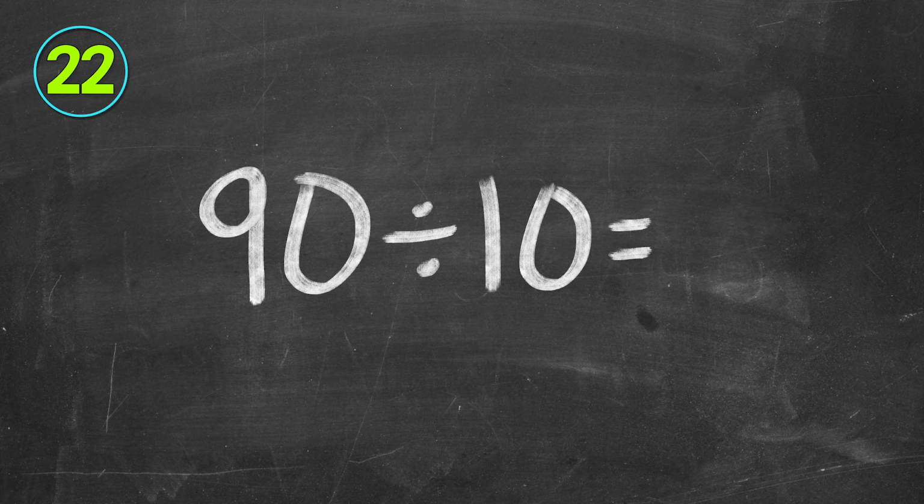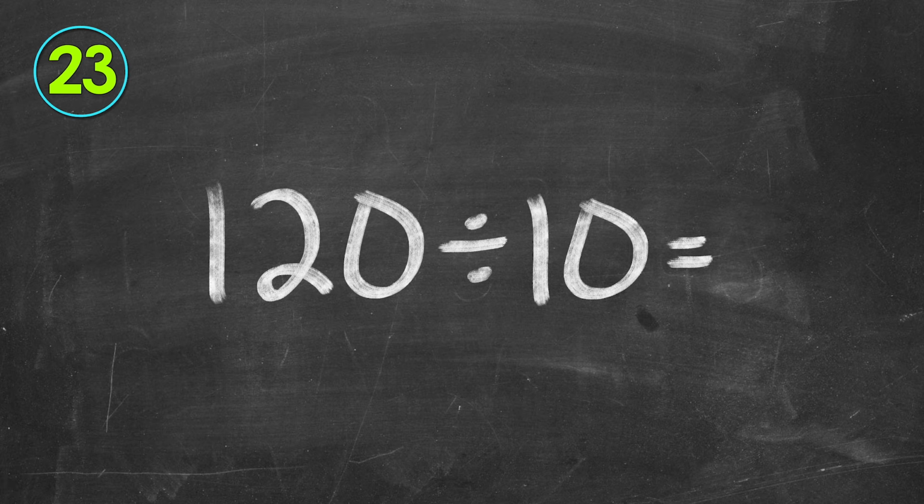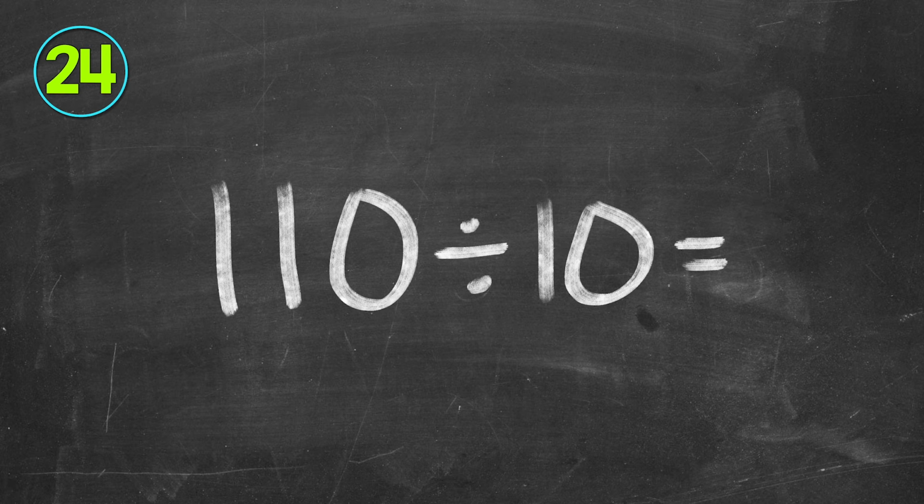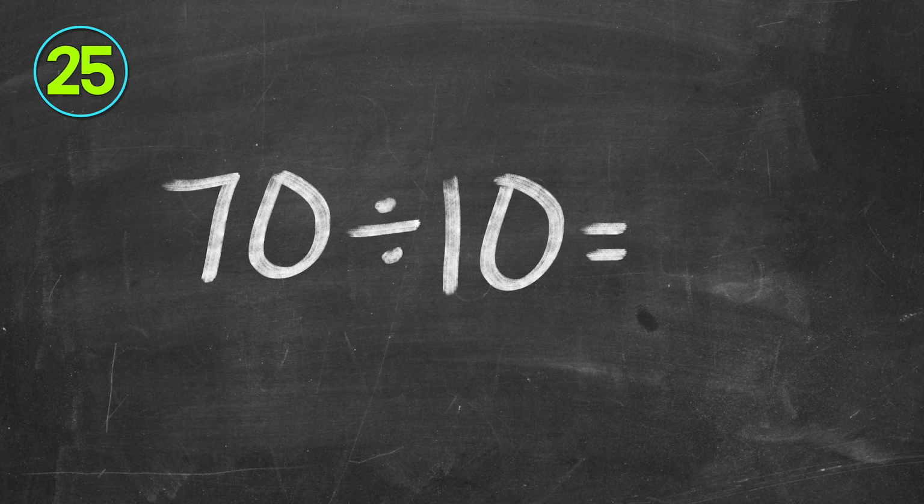90 divided by 10. 9. 120 divided by 10. 12. 110 divided by 10. 11. 70 divided by 10. 7. So there you have it.